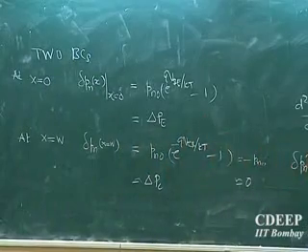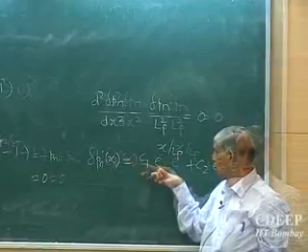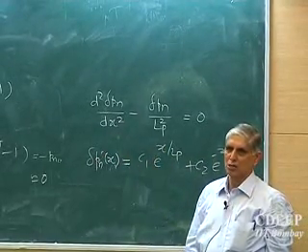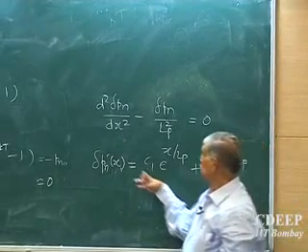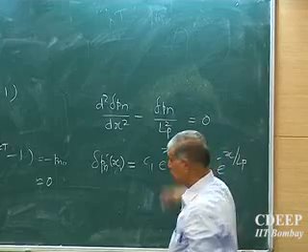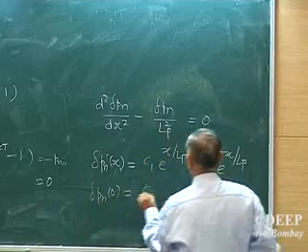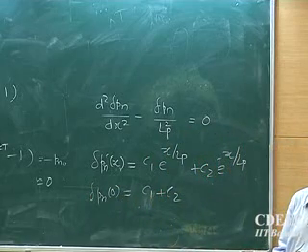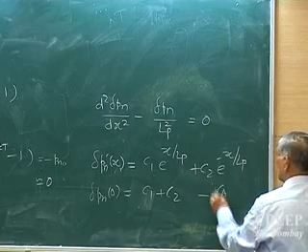I can substitute in this, is that clear? Two unknowns, two boundary conditions. I can always calculate both C1 and C2. Is that clear? What do you do first? Put x is equal to 0. So at x equal to 0, delta Pn(0) is essentially C1 plus C2. This is equation A.